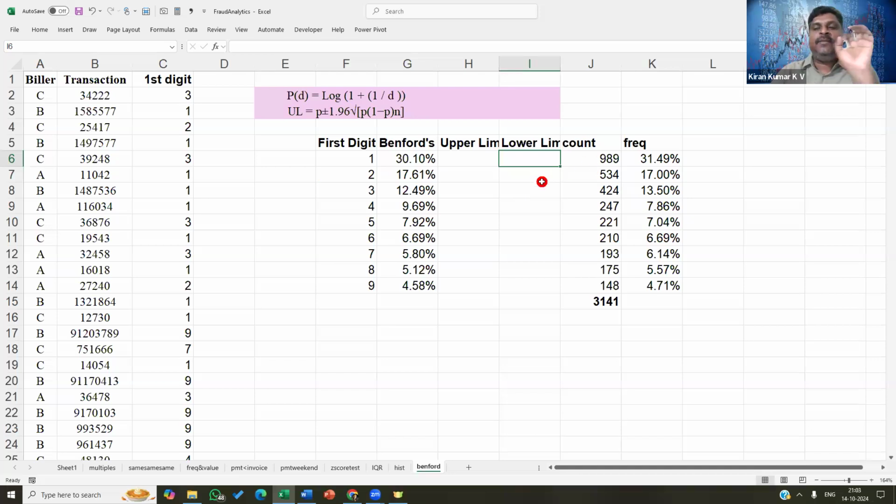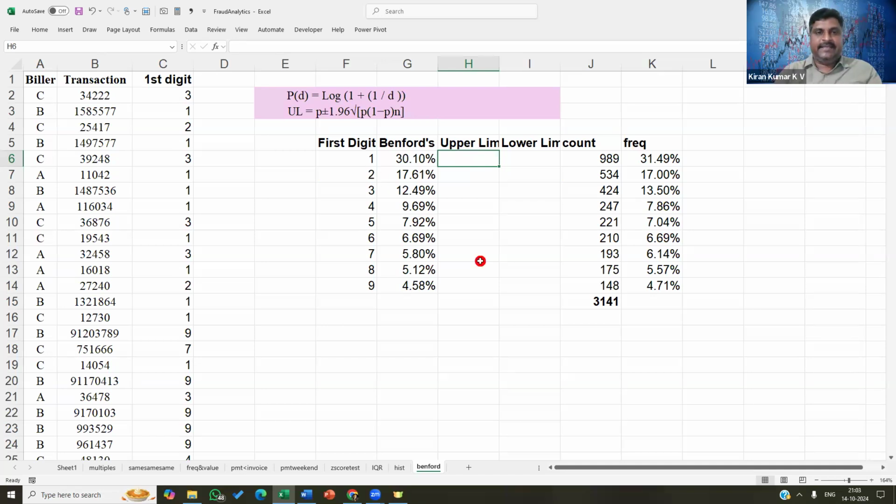So how do we put an upper limit and lower limit? We will use this formula. Whatever is the probability that I have here, basically it's a proportion. It is a confidence interval limit at 95% confidence interval for the proportions. So proportion plus 1.96. 1.96 is the Z score value for 95% confidence interval, times the square root of probability times 1 minus probability divided by n.